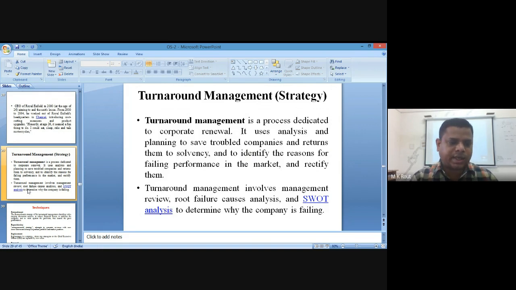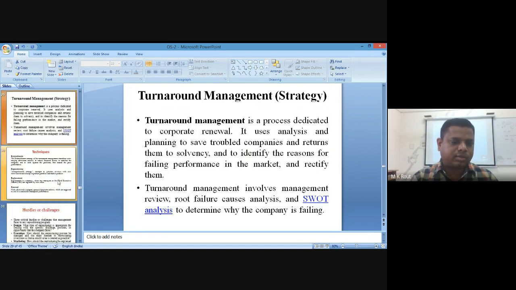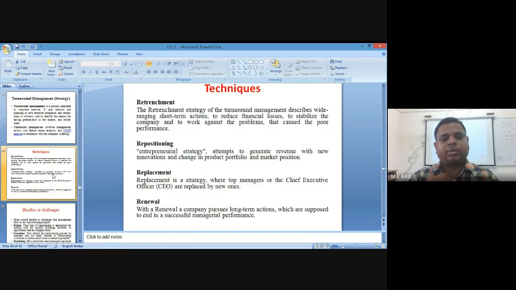So from a technical point of view, the first thing included in turnaround management is known as retrenchment. Retrenchment is a strategy of turnaround management that describes a wide range of short-term actions to reduce financial losses, to stabilize the company, and to work against the problems that cause the poor performance.